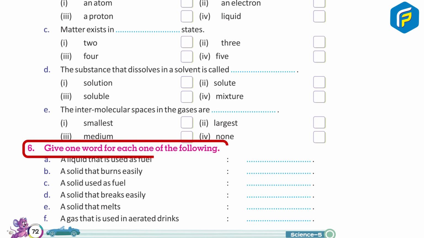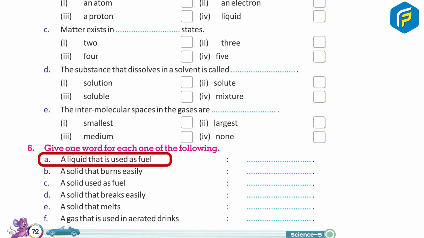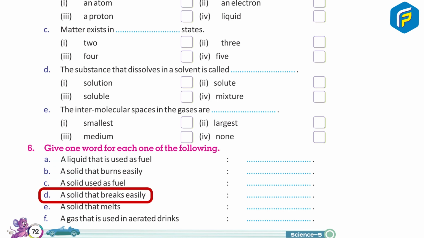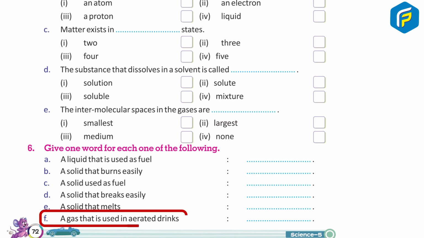6. Give one word for each of the following. A. A liquid that is used as fuel. B. A solid that burns easily. C. A solid used as fuel. D. A solid that breaks easily. E. A solid that melts. F. A gas that is used in aerated drinks.